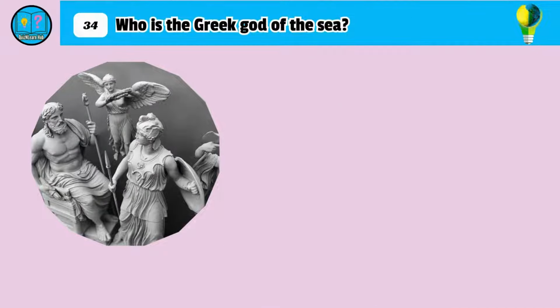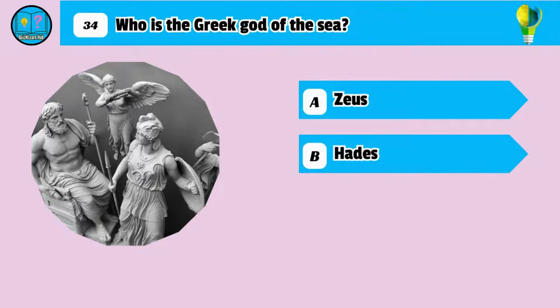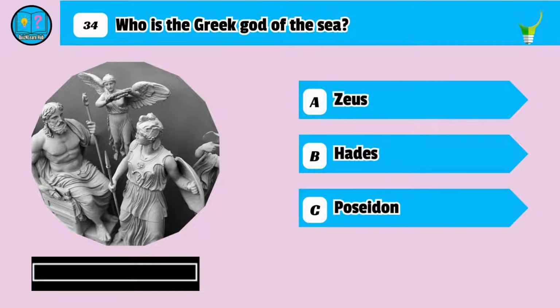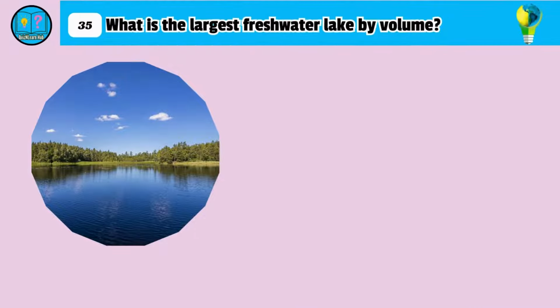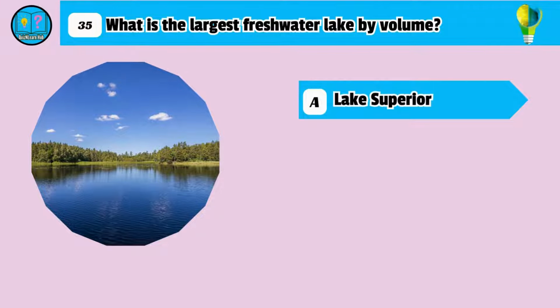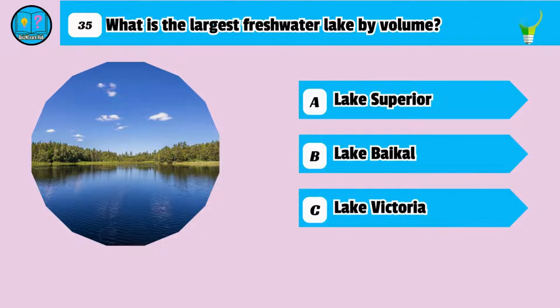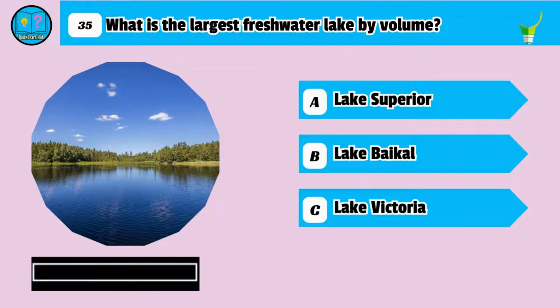34. Who is the Greek god of the sea? Zeus, Hades, Poseidon. Poseidon. Poseidon is one of the 12 Olympian deities of the pantheon in Greek mythology. 35. What is the largest freshwater lake by volume? Lake Superior, Lake Baikal, Lake Victoria.